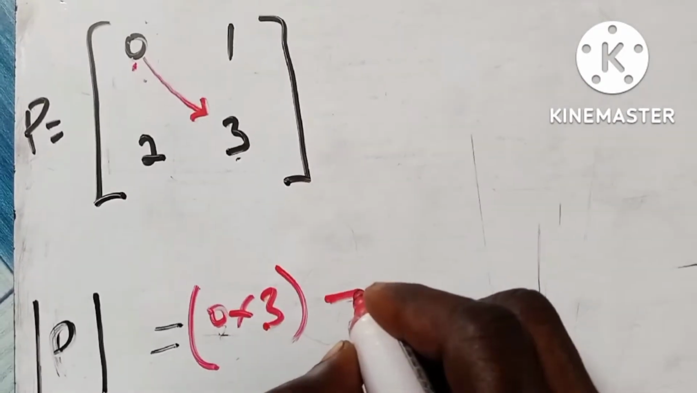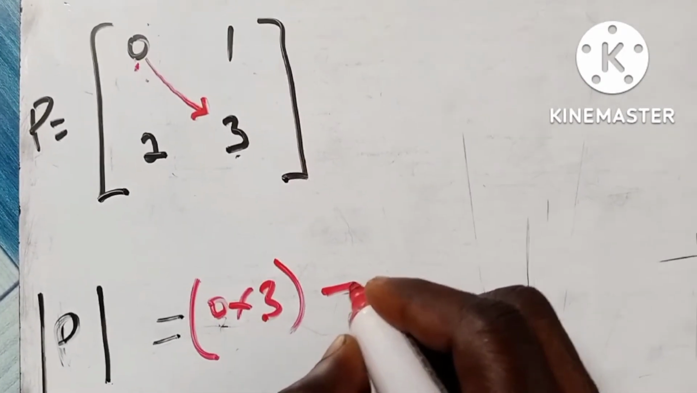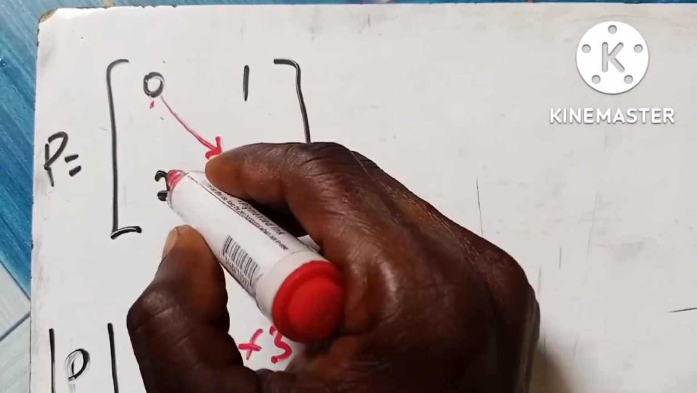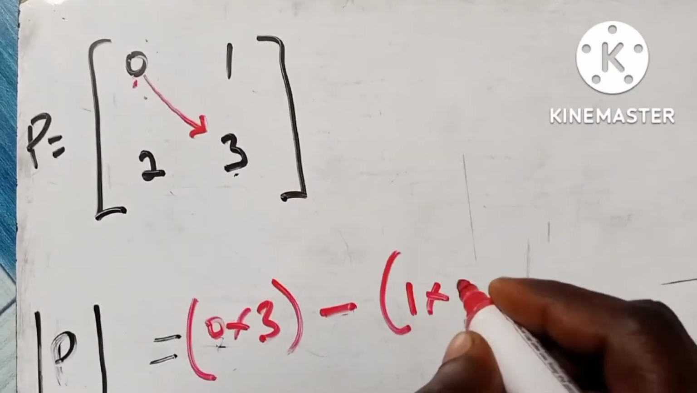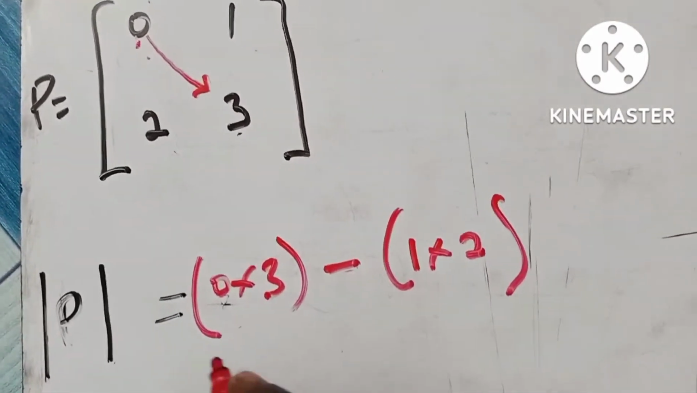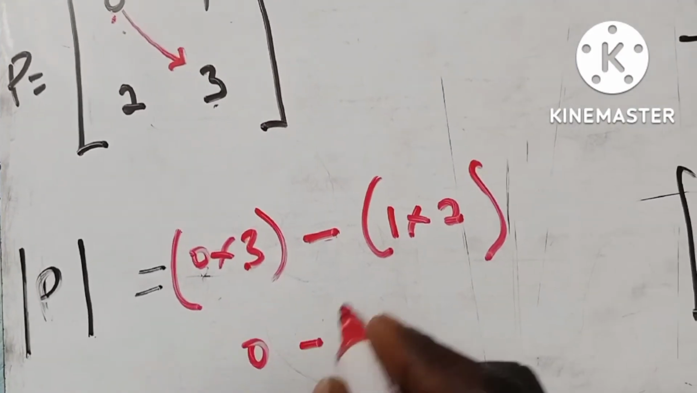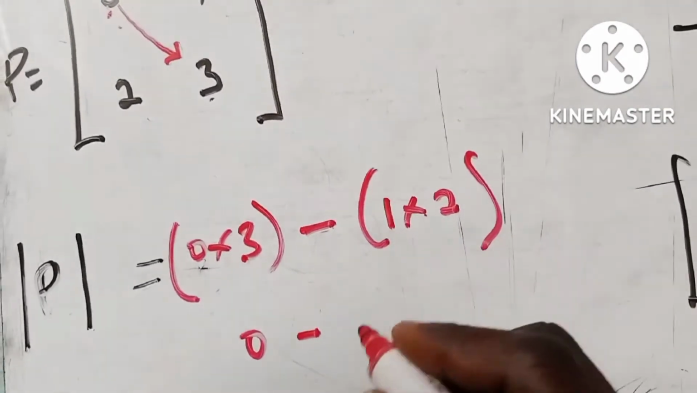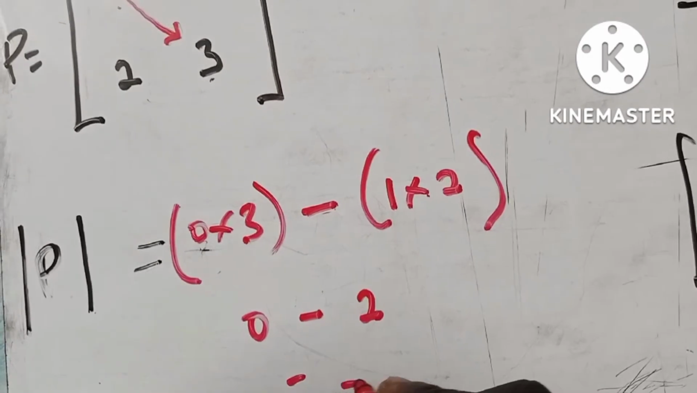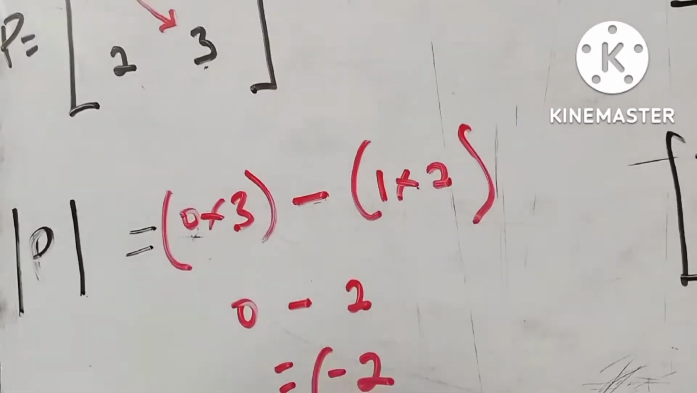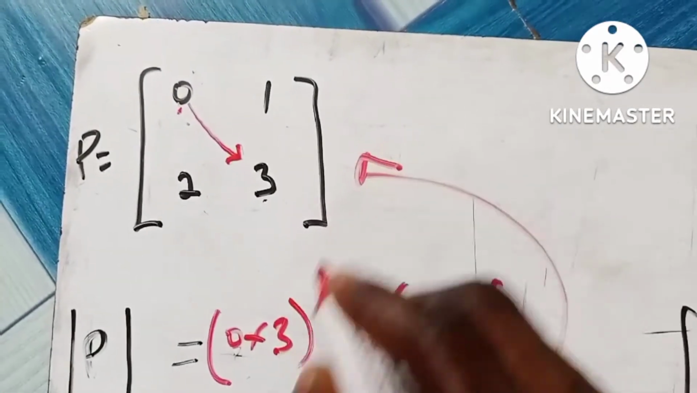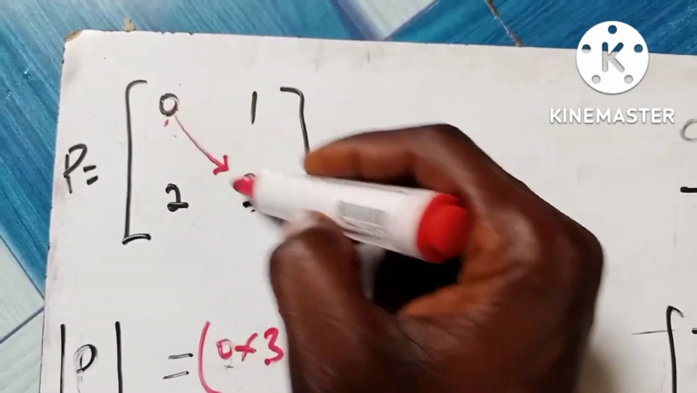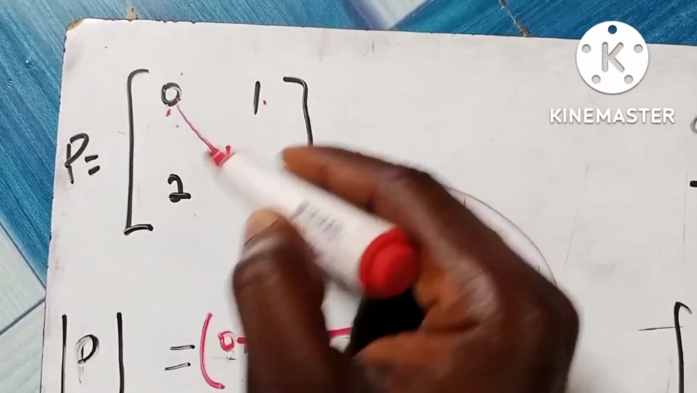The sign here is minus, right? Neither addition nor multiplication. So minus, then this one multiplied by this. So that is 1 multiplied by 2. So here it is going to be 0, and then minus this one, the answer should be 2. So the answer is negative 2, right? So this is the determinant of this matrix. Is that okay? So diagonal, this one multiplied by this, minus this one multiplied by this.